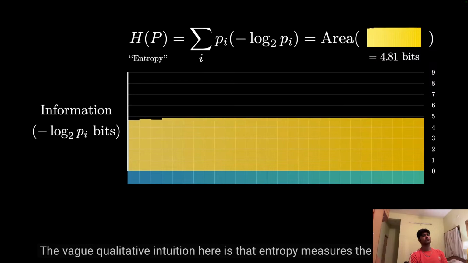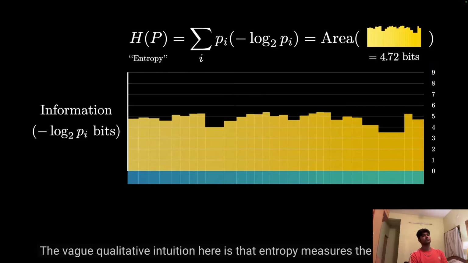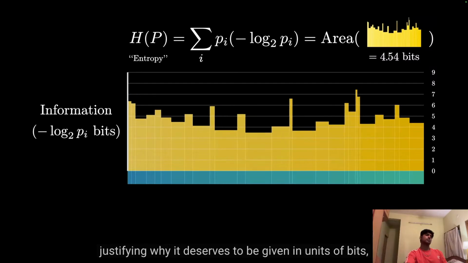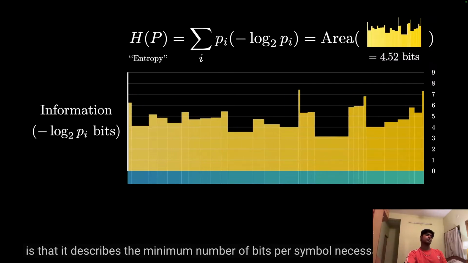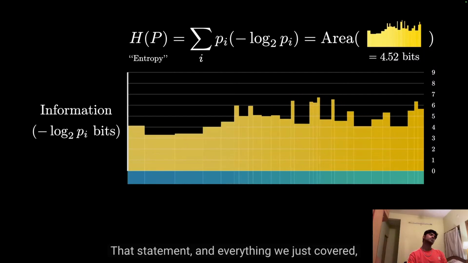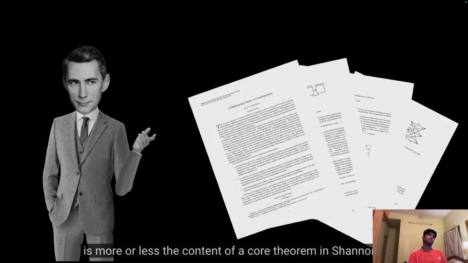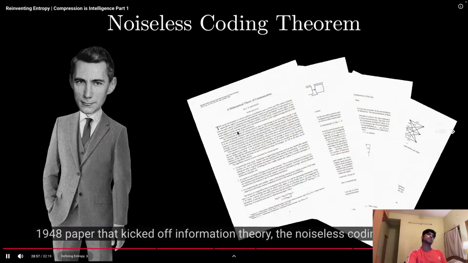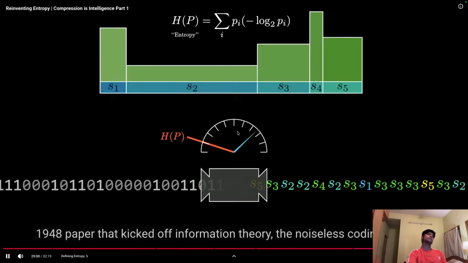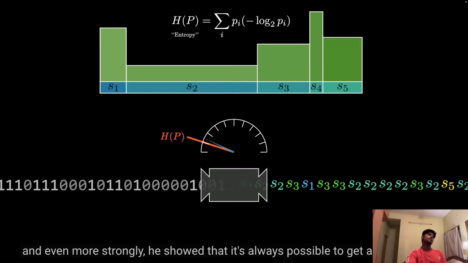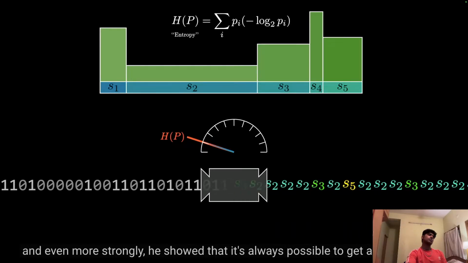The vague qualitative intuition here is that entropy measures the amount of uncertainty in a distribution. The more precise understanding, justifying why it deserves to be given in units of bits, is that it describes the minimum number of bits per symbol necessary to encode a message following this distribution. That statement and everything we just covered is more or less the content of a core theorem in information theory, the noiseless coding theorem. It states that no encoding can ever be more efficient than this limit, and even more strongly, he showed that it's always possible to get arbitrarily close to this limit.